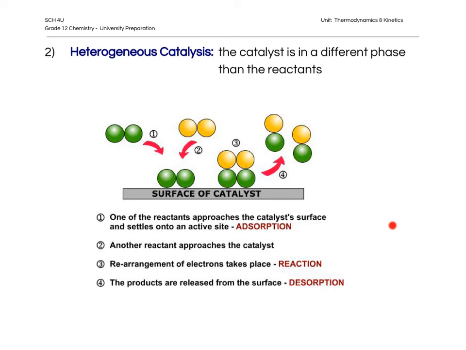Okay, so the process of that green molecule landing on the surface of the catalyst is called adsorption, not absorption, but adsorption. Okay, and then we see the reaction happening itself where bonds are broken and reforming. And then desorption is that process by which the molecules, the new products, are just released from the surface of the catalyst.